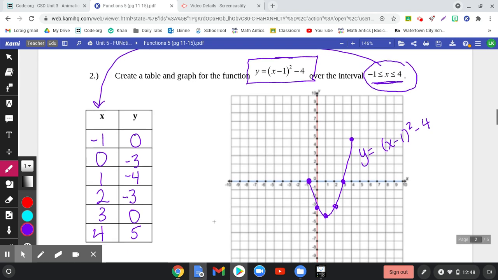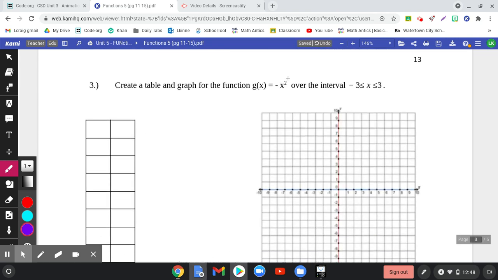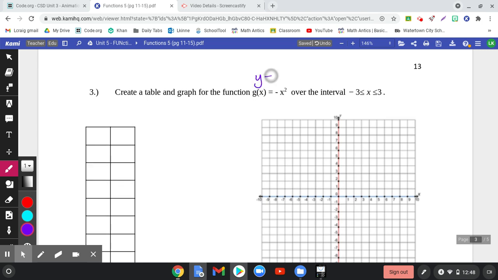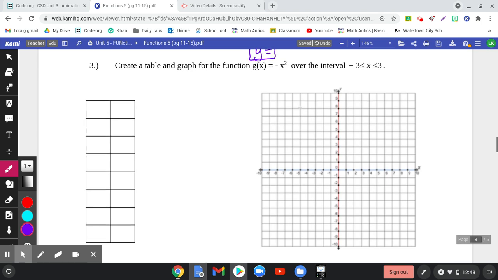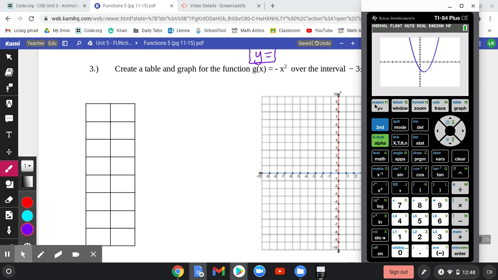All right, let's take a look at one more example on the next page. This also has a squared, so I know it's going to have that U shape. It doesn't say y equals. It just gave its function a name. That's all. This is function g. But we're still going to go to y equals. Again, since the first sign is that, it's going to be negative down here next to enter. X squared. And hit graph.